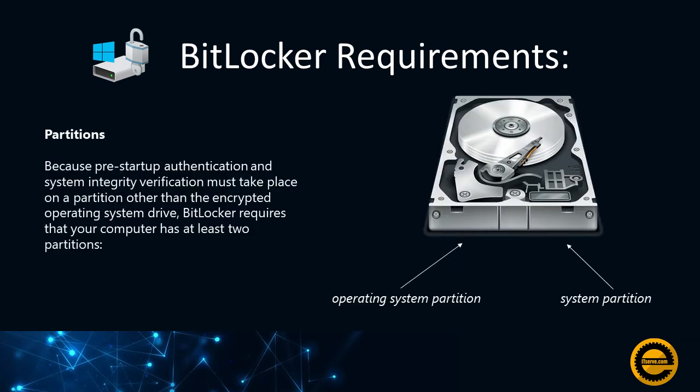Second is partitions on the storage. Because pre-startup authentication and system integrity verification must take place on a partition other than the encrypted operating system drive, BitLocker requires that your computer has at least two partitions. One is the operating system partition. Second is a system partition that is at least 350 MB. This is where Windows store files needed to load Windows at boot.